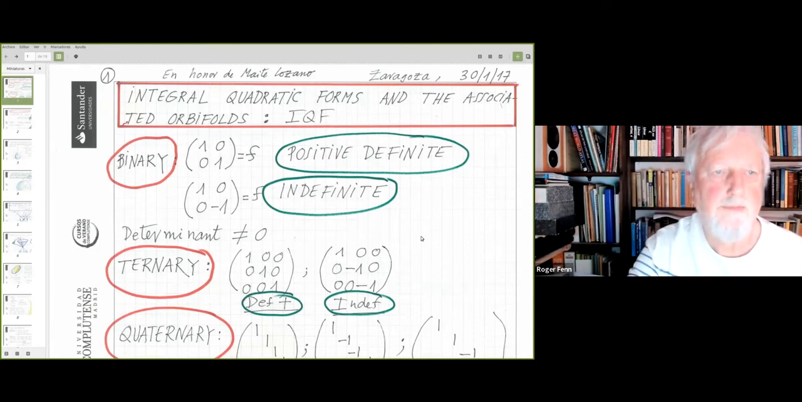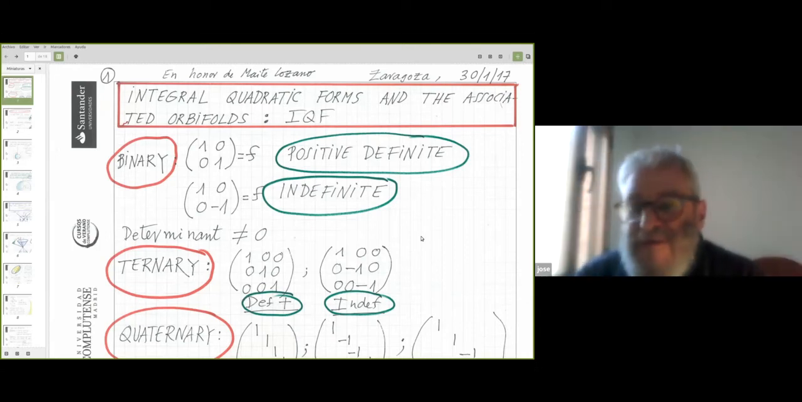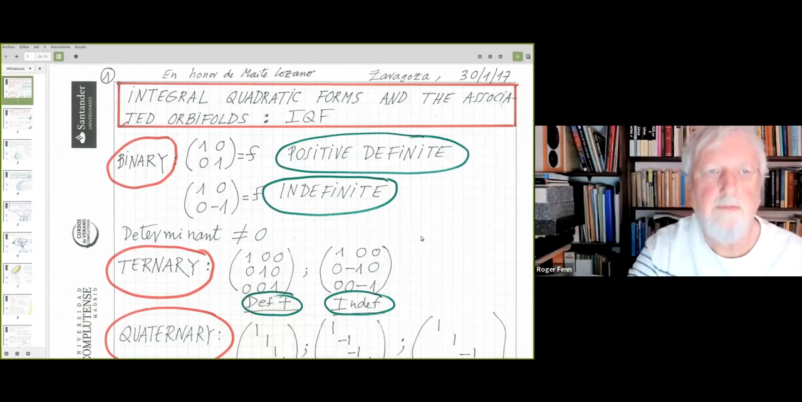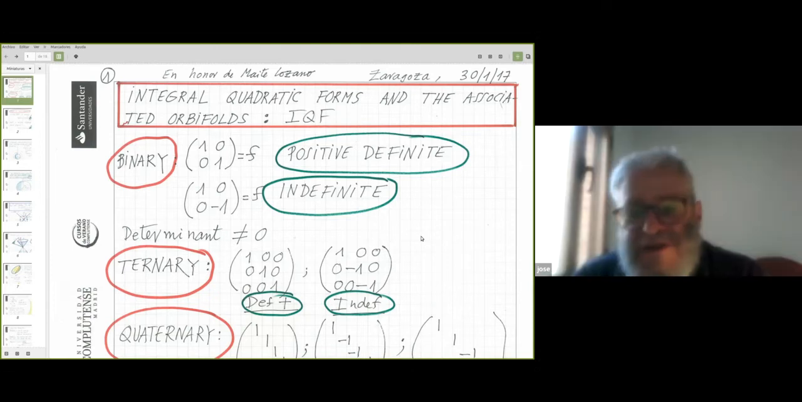Yeah. Which was a talk that I gave in Zaragoza in honor of Maite Lozano that retired. She is still doing mathematics with me. Right. Well, it was called integral quadratic forms and the associated orbifolds.